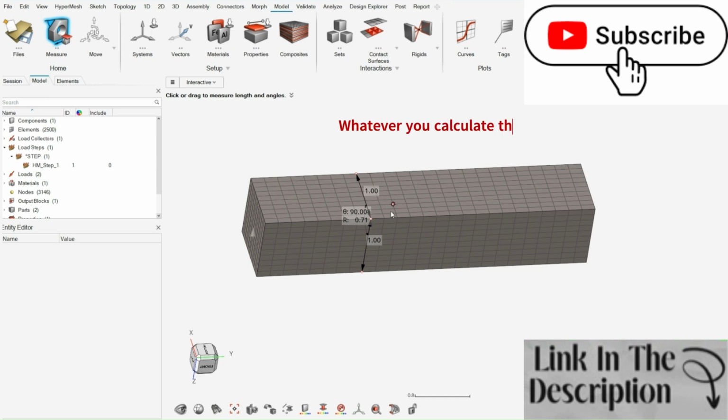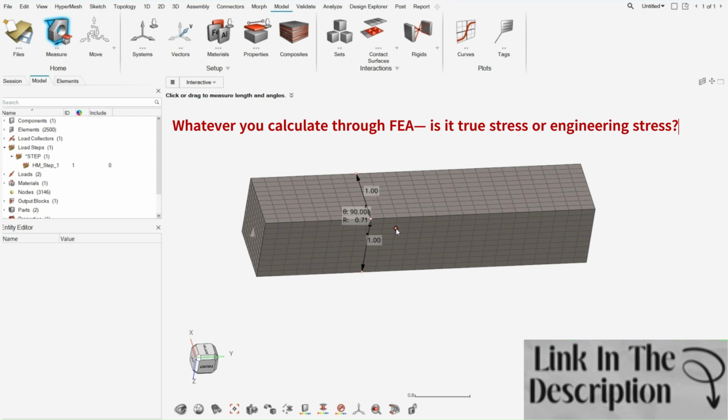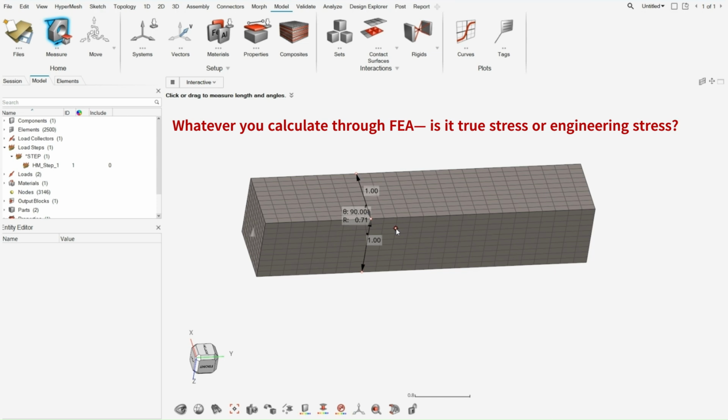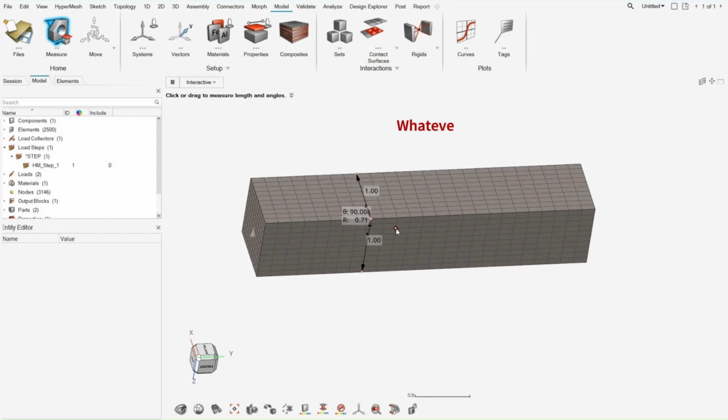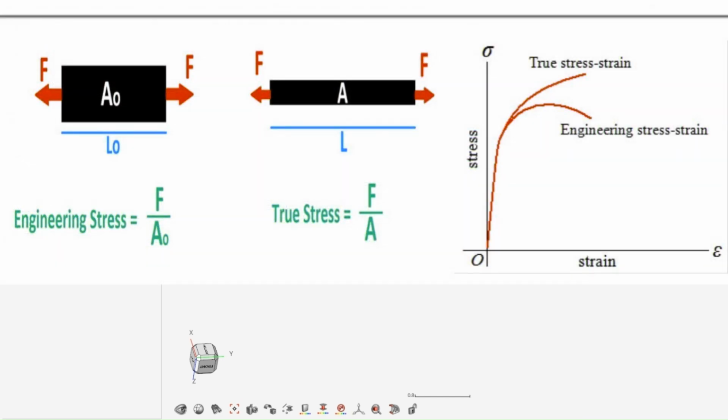So as a beginner, when we start doing the solution through any FEA solver, the first question that comes to mind is whether the stress we are calculating using FEA is giving us the engineering stress or true stress. By the way, the engineering stress is nothing but the force divided by the original area, while the true stress is nothing but the force divided by the instantaneous area.